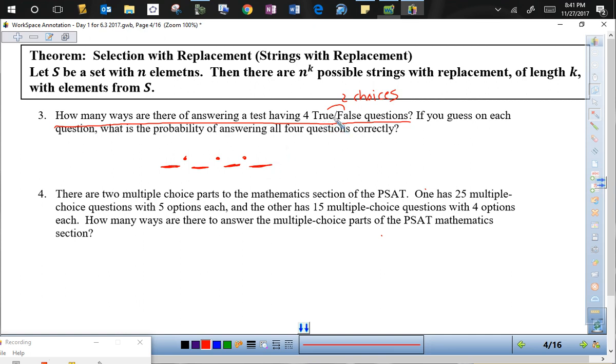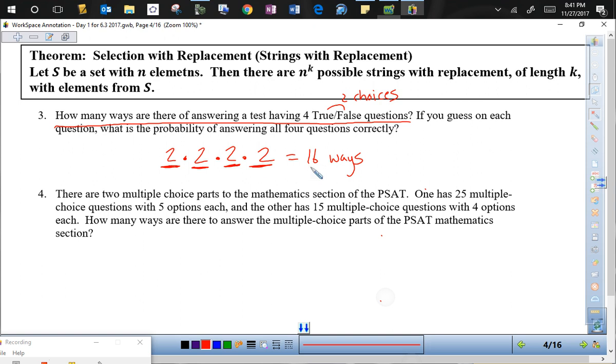Okay, well the first question is true-false, so it has 2 choices. Second one, true-false. Third one, true-false. And the last one, of course, true-false. So there's 2 choices for each of these. It's different than the previous problems because the number of choices did not change. So we're taking 2 times 2 times 2 times 2, which is 16. So there's 16 ways to answer this test with 4 questions.